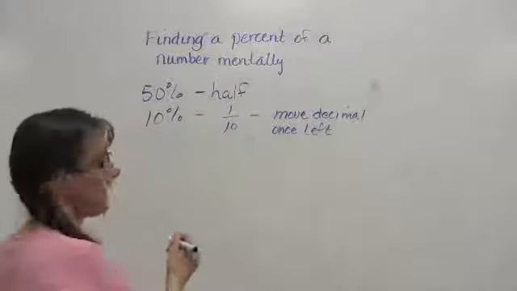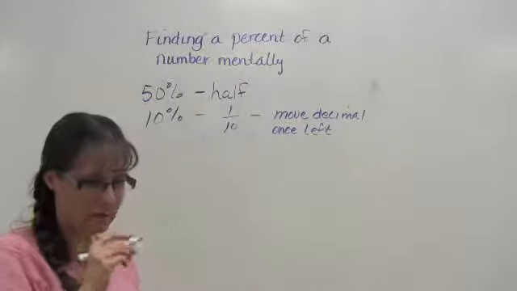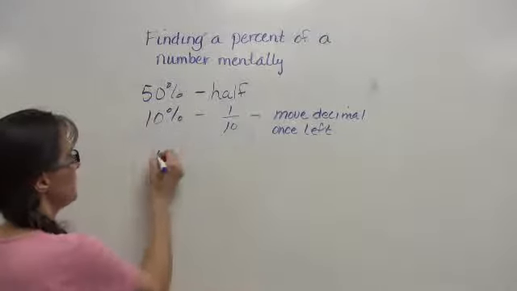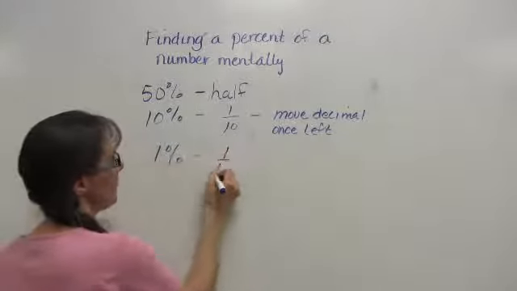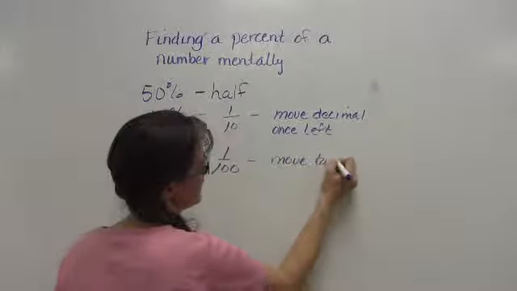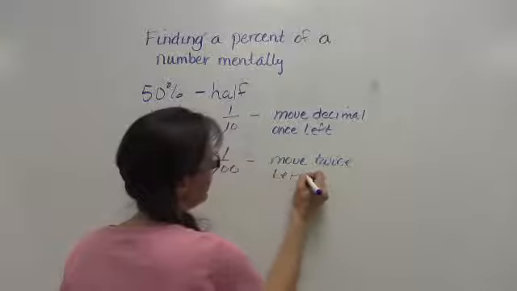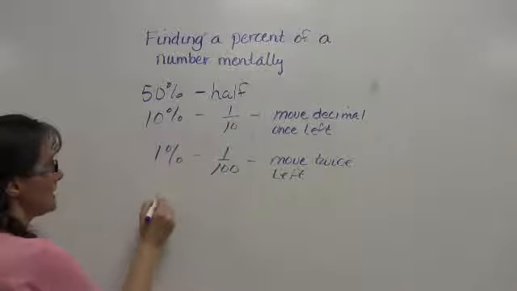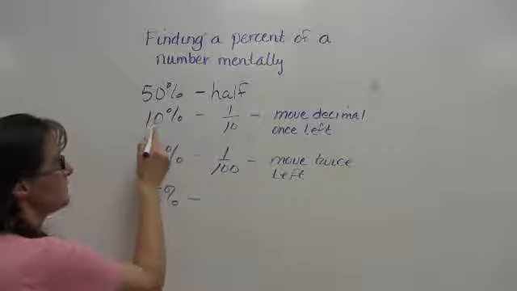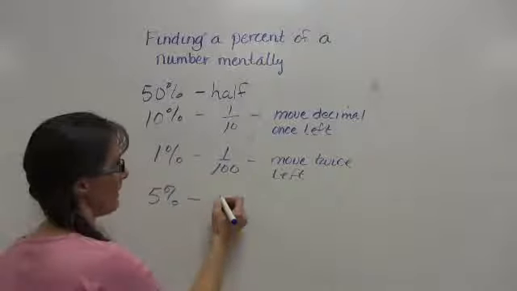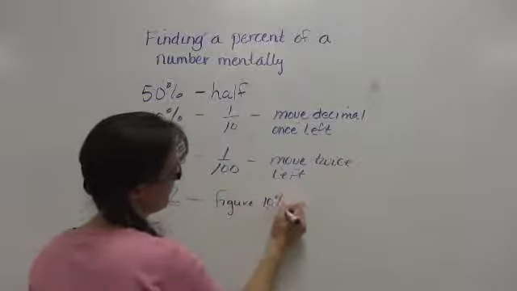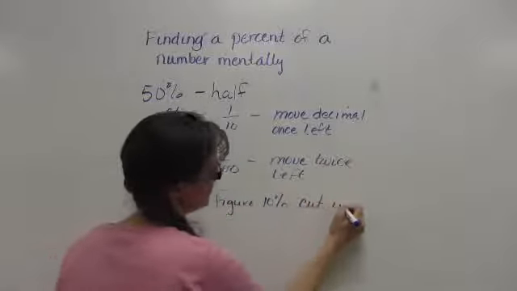And then I think of 1% as 1 out of 100, so that would be moving the decimal twice to the left. And then the other one I think of is the 5%. Well, for the 5%, I figure my 10%, and then I cut it in half.